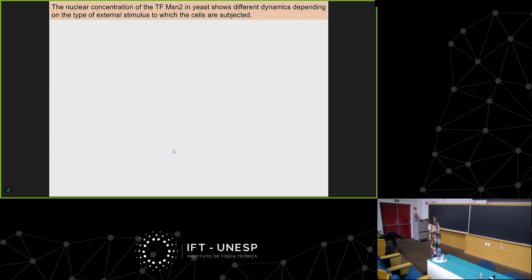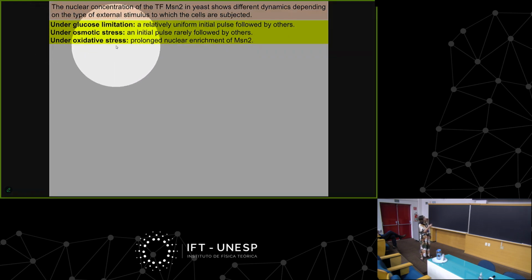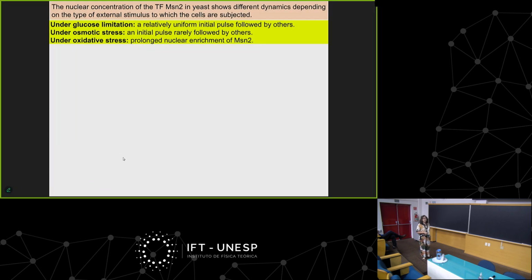And let me show you one example in yeast again. This is another group, led by Erin O'Shea. What they did was subject the cells to different types of stresses. So 3 types. One was glucose limitation, another was osmotic stress, and the other one was oxidative stress. What they observed was that the response the cells generate to each of these stresses is mediated by the entry into the nucleus of the same transcription factor, but with a different dynamics.